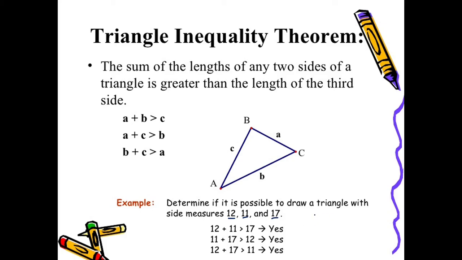But let's look at another example, 2, 5, and 12. If I take a potential triangle with the sides 2, 5, and 12, I'll add 2 plus 5. 2 plus 5 gives us 7, and that is not greater than 12. So you can't have a triangle that has side lengths 2, 5, and 12. It's not possible, because 7 is less than 12.